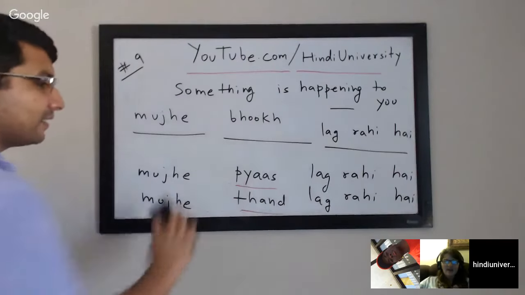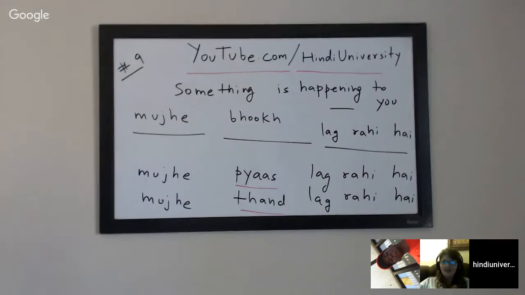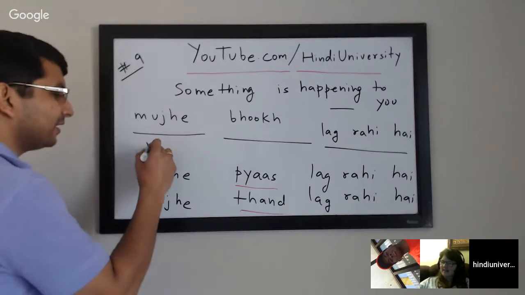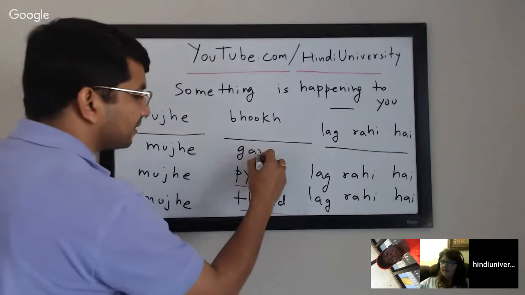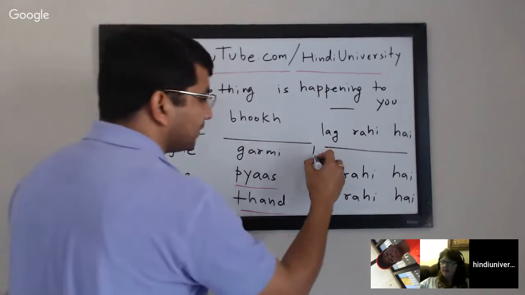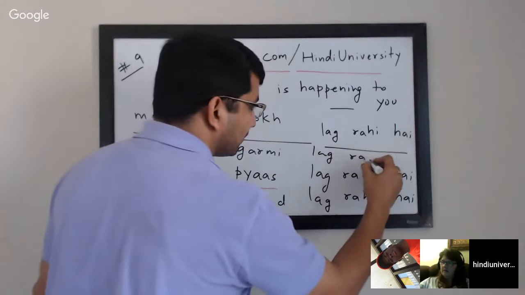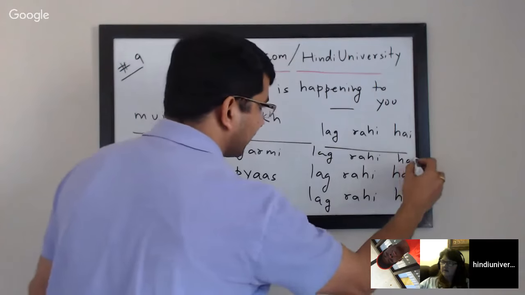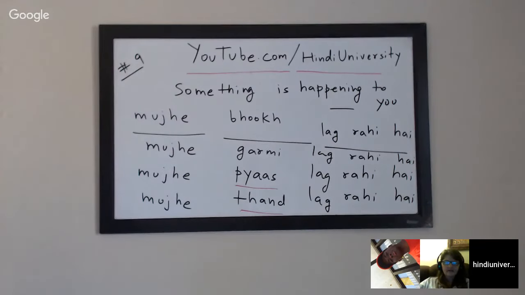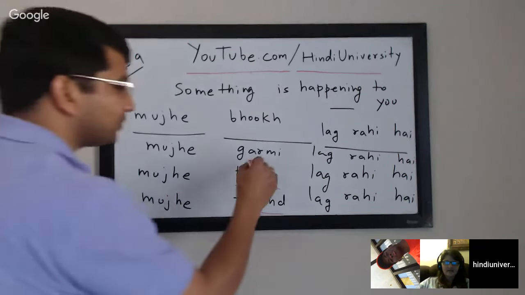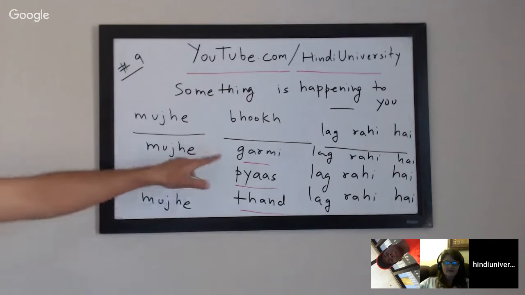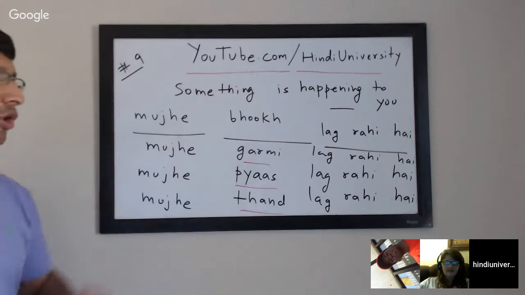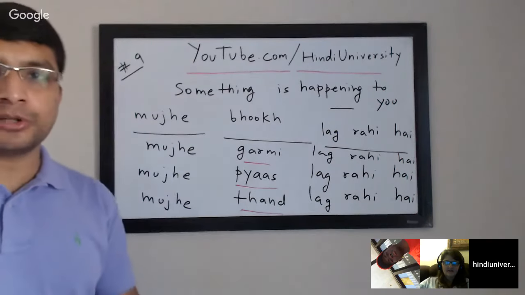Is it garmi? Very good, right? So, lag rahi hai. Very good. मुझे गर्मी लग रही है. मुझे गर्मी लग रही है. Okay, and that's how you say it. And all of them, like the reason we are saying lag rahi is because garmi, pyas, thand, or bhook, all of them are considered feminine singular.